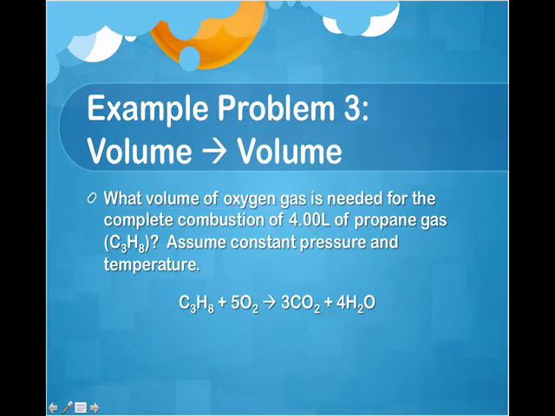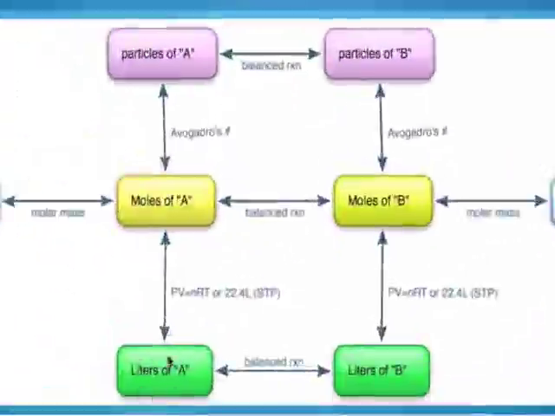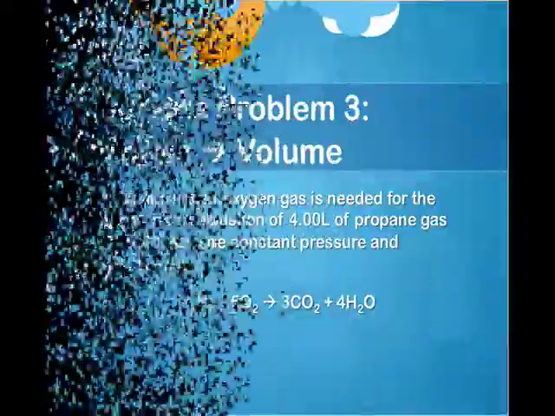I'm going to flip back really quickly so you can see the flow chart that we were just looking at. We're starting in liters of A and we're going to liters of B. So all we need is a balanced chemical reaction. We just do that mole to mole ratio using the coefficients and that's it. It's just a one-step problem.